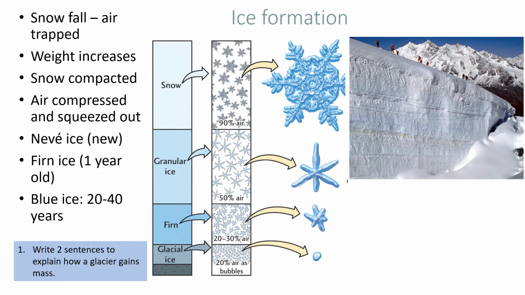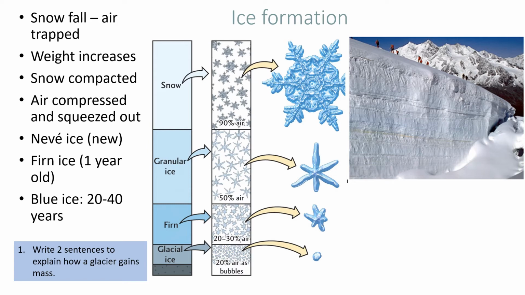Now this happens again and again until more and more air is pushed out, and eventually you end up with only about 20% of the ice mass being air, trapped in bubbles. And then eventually it becomes glacial ice, which takes between about 20 and 40 years. Once it's glacier ice, it's a bit like the ice that we know, but it can change shape. It's under so much pressure that it acts differently.